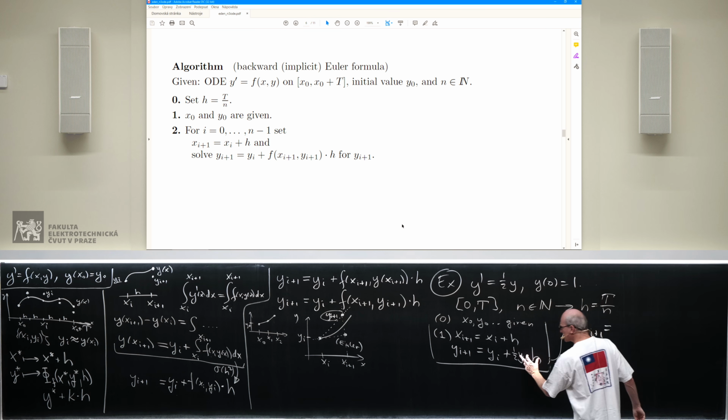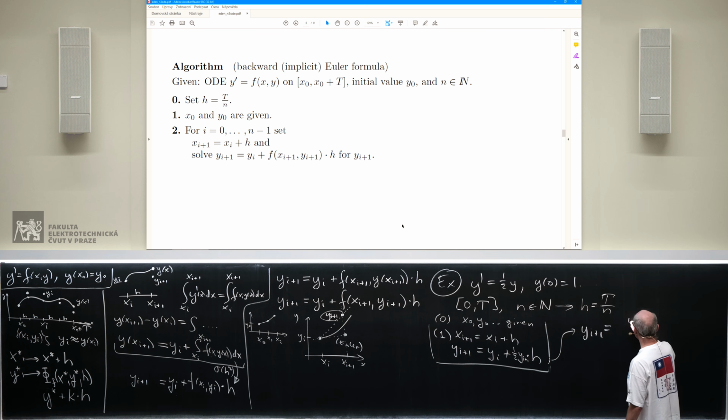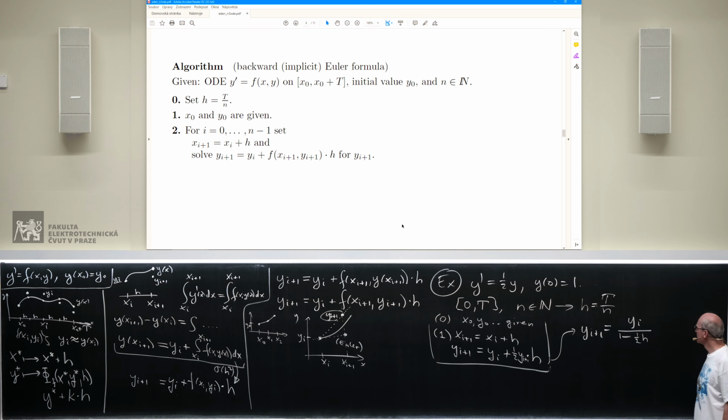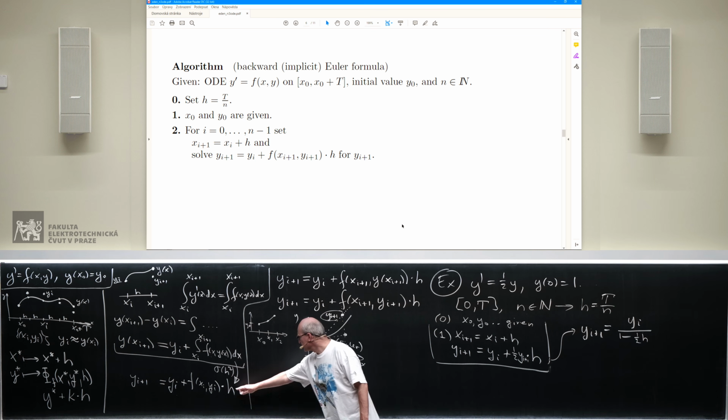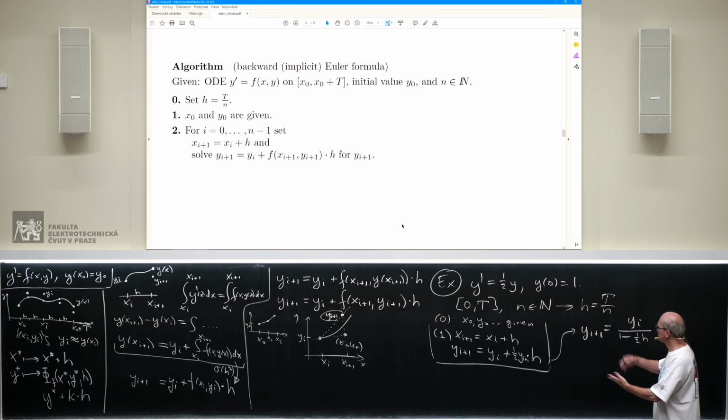So how much is it? I have to isolate it. I move it to the left, factor out, divide. This is yi divided by 1 minus 1/2 h. And that's it. This is a nice explicit formula similar to one that we had for the Euler method, so we can just program a simple loop and fill in the points.